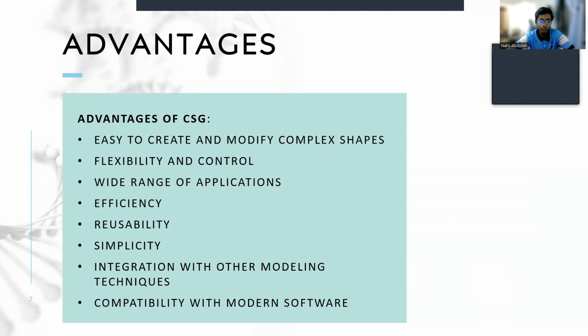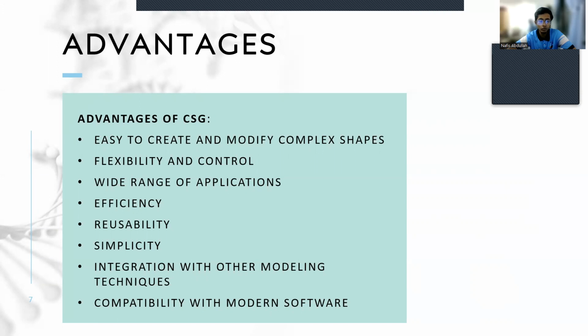Next, CSG has a lot of efficiency. Using CSG can be more efficient than traditional modeling techniques as it allows for the creation of complex shapes in less time. Next, we have reusability. The building blocks used in CSG can be easily reused for other shapes, making it easy to create a library of reusable components. Next, we have simplicity. The use of Boolean operations makes the process of creating 3D models relatively simple and easy to understand, even for those without a background in computer graphics.